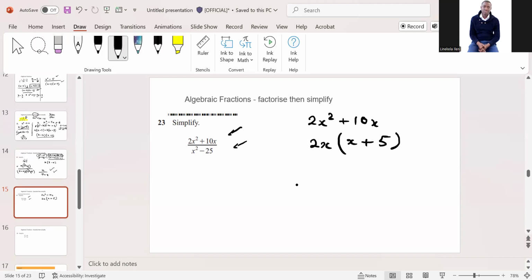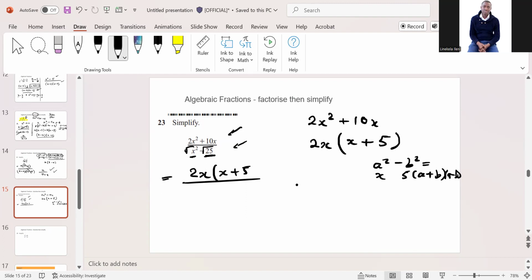Then I look at the bottom part, and I look at 25. 25 is a square number. This comes in the form, again, of what? a squared minus b squared. So I need to factorize it as (a plus b)(a minus b). With that said, if I square root this guy and square root that guy, I'll get that my a is x and my b is actually 5. Then I can just rewrite this, and it will be 2x times (x plus 5) on top, which is my numerator already factorized.